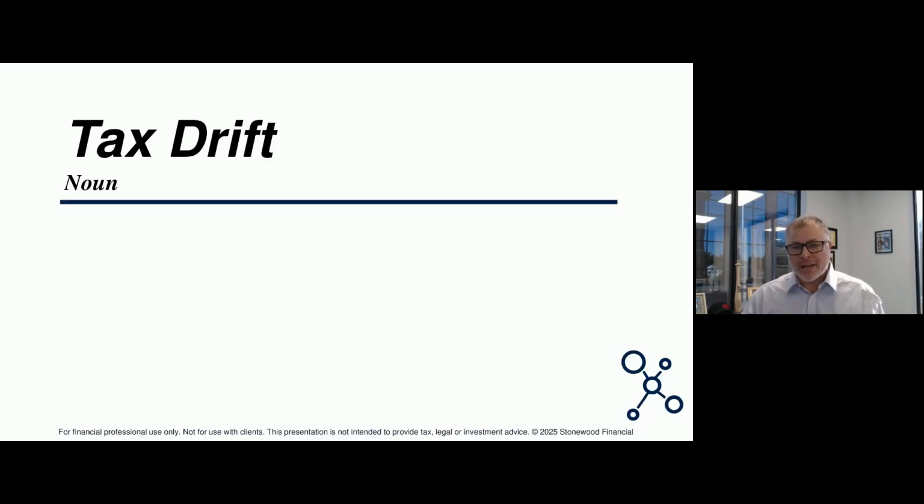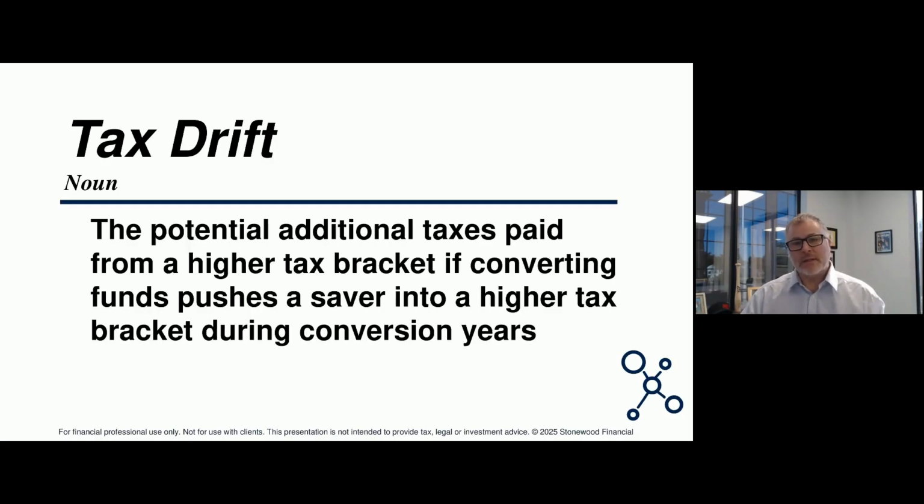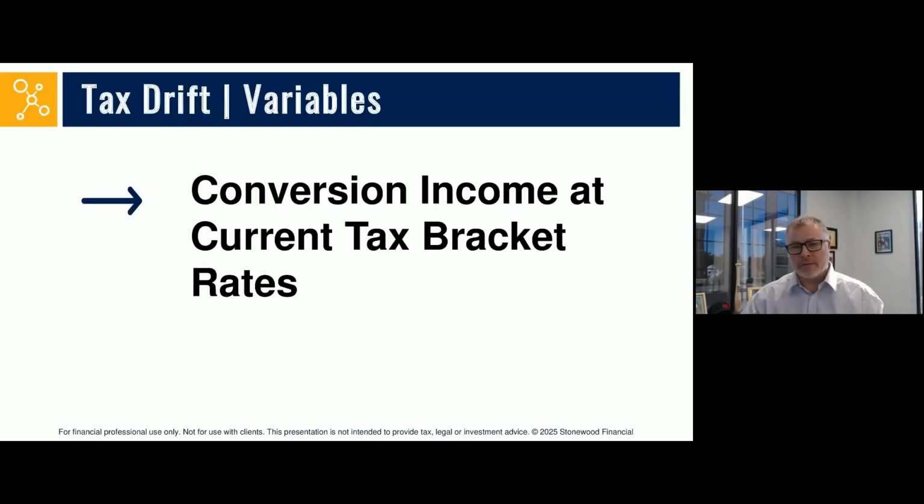So, tax drift. What is it? Well, tax drift is the potential additional taxes paid from being in a higher tax bracket or moving into a higher tax bracket when converting your assets. And that's in a nutshell, right? Like, are we going to have to pay extra tax because we moved into a higher tax bracket because of the conversion?